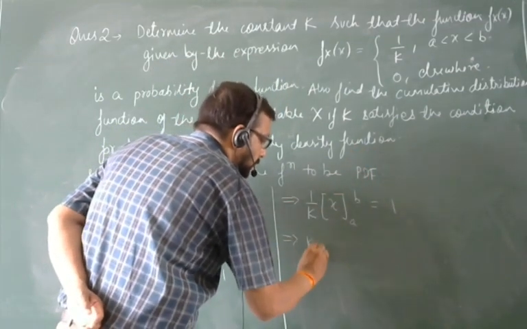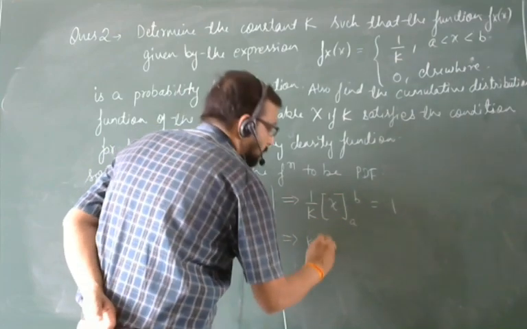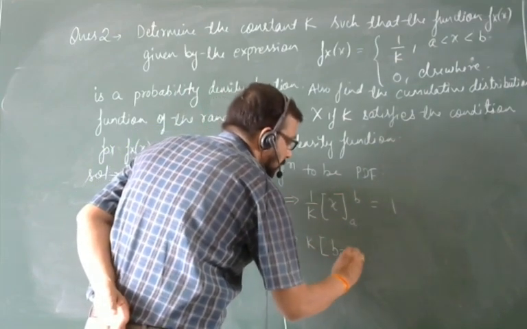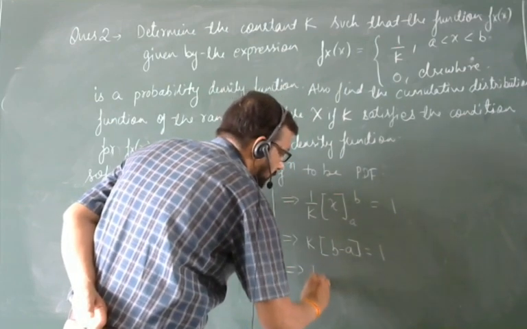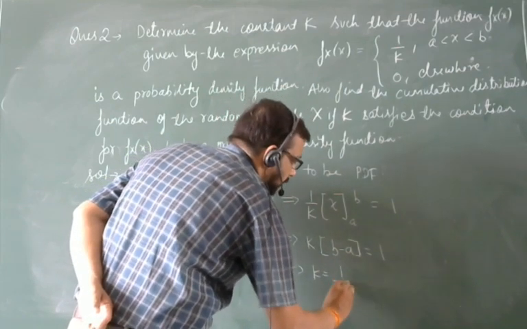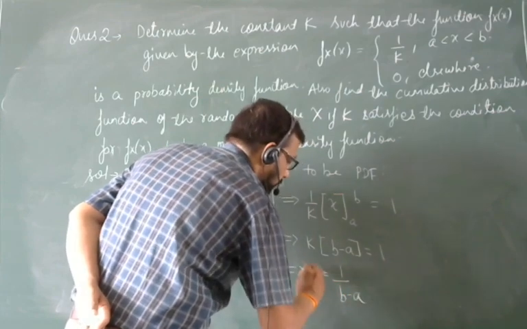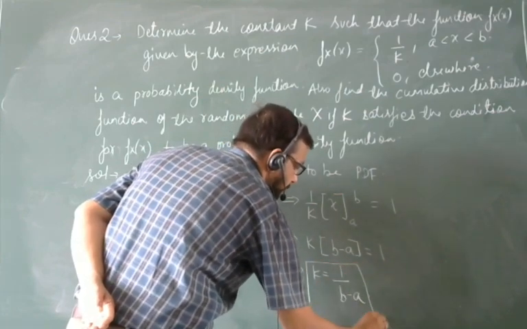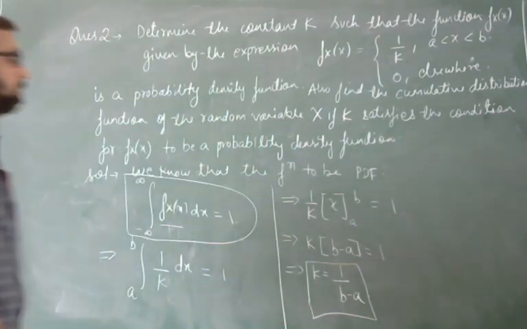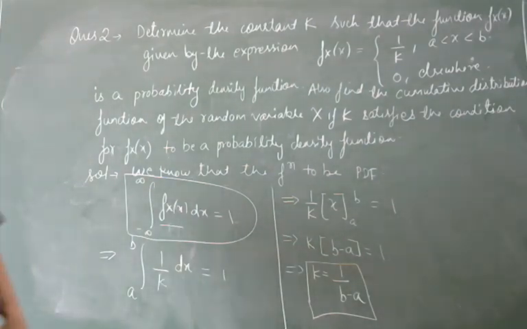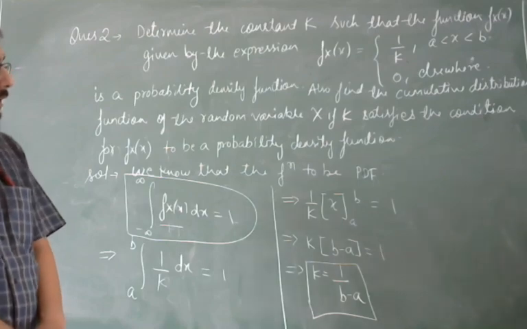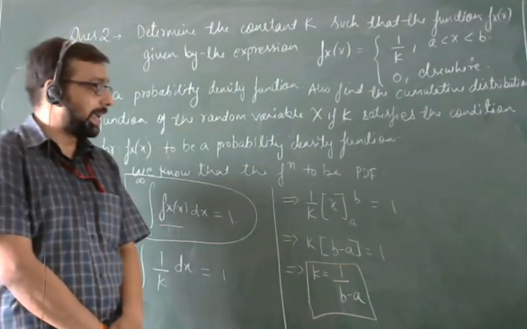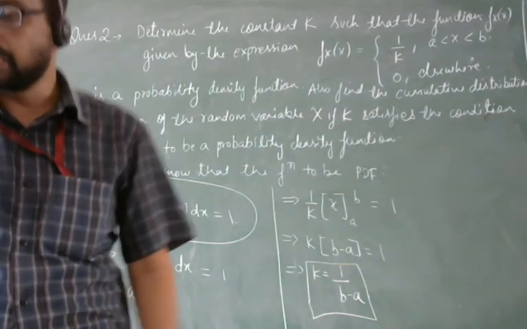Now k, if we place the limit, we get b minus a is equal to 1, and finally we get k is equal to 1 upon b minus a. This is your first part. In this we calculate the value of the k, given by k is equal to 1 upon b minus a.